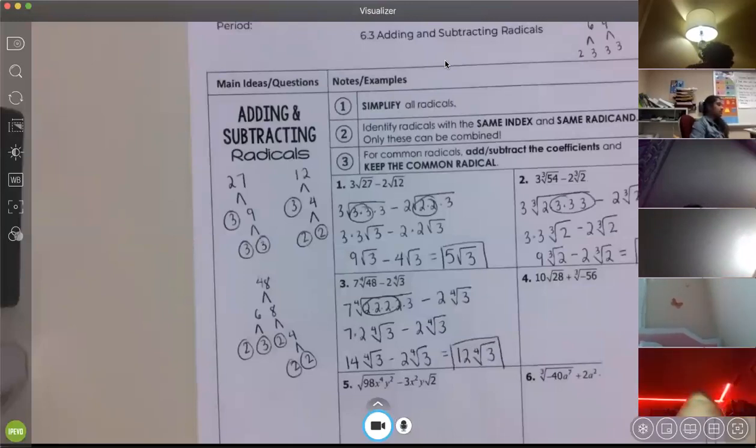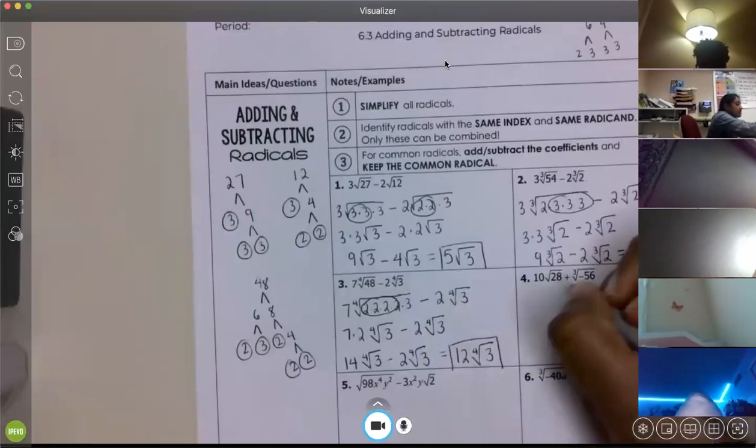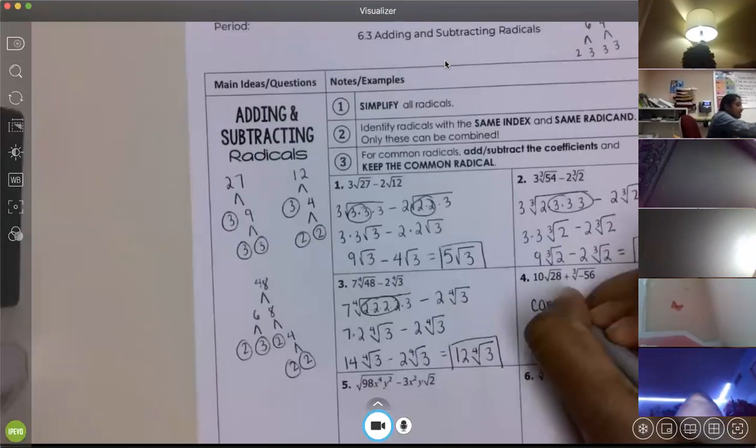All right, let's look at number 4. 10 square root of 28 plus cubed root of negative 56. First question, do I have the same index? What do you think, Liana? No, because the index for this is 2. The index for this is 3. So if you don't have the same index, they cannot be combined.